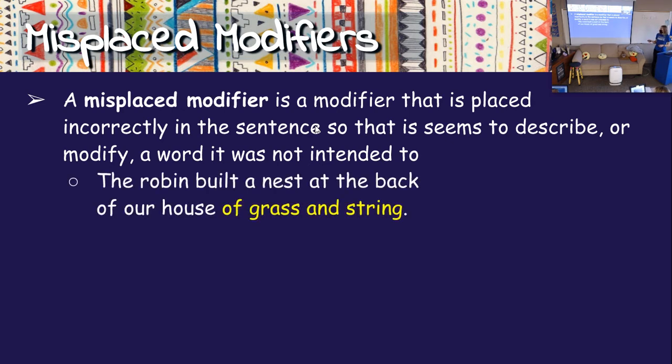So here is an example of that. The robin built a nest at the back of our house of grass and string. Of grass and string is our prepositional phrase modifier. But the way that it's placed in this sentence is making it seem like the house is built of grass and string. But what do we think is actually built of grass and string in this sentence? Probably the nest, right? I would hope that your house is not built of grass and string.